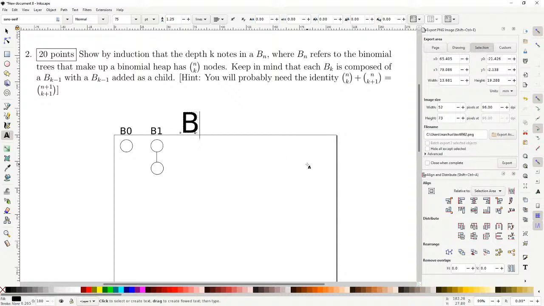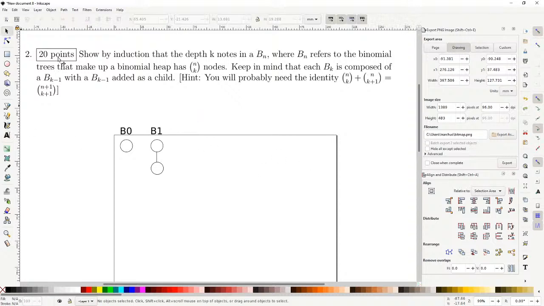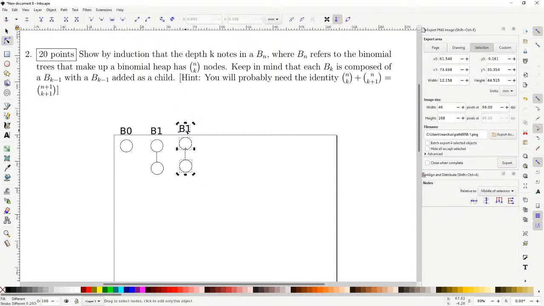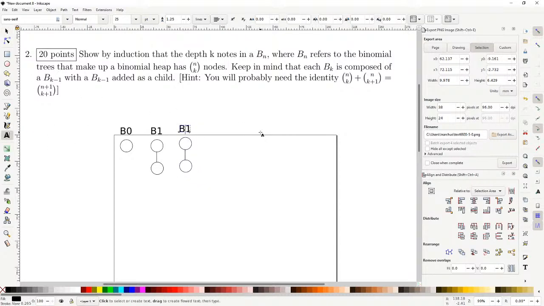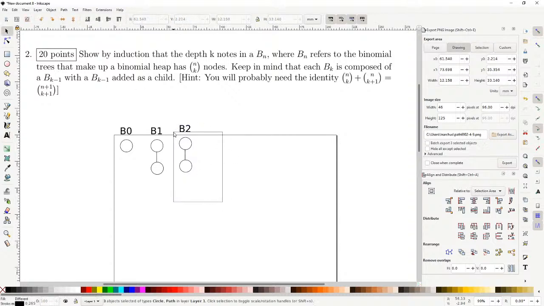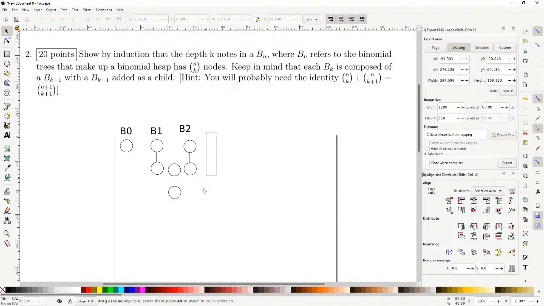A B2. Oh, no. So what's a B2? Right? A B2 is the same thing as a B1, except you have another B1 attached. And then I'll draw a B3, and then we'll talk about the n's and k's. And once we talk about the n's and k's, then we will talk a little bit about the induction.